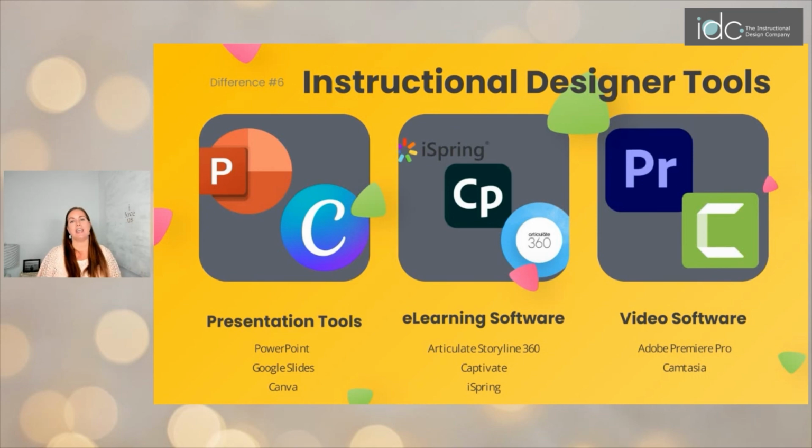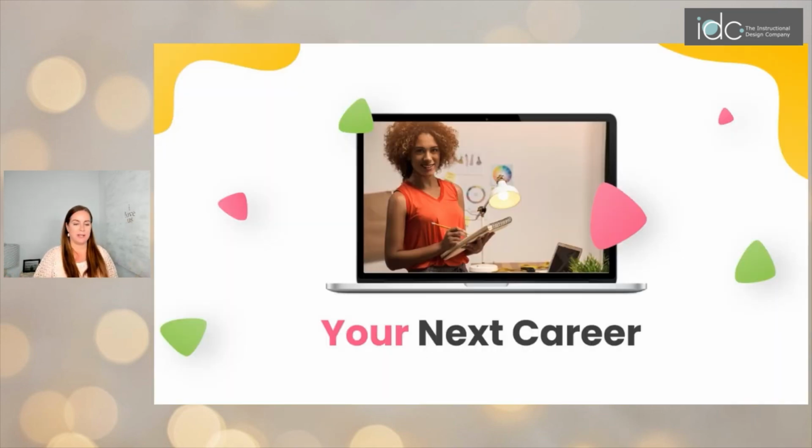So as you can see, again, we have a lot of similarities between instructional design and teaching, but then there are things that are different. So if instructional design is your next career, now you know what some of those differences are so that you know where you can start working, right?